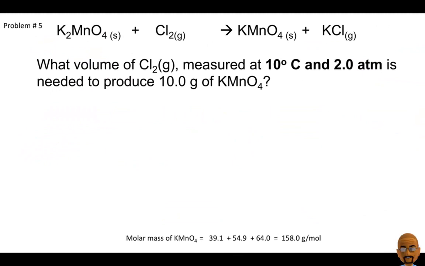Last problem. What volume of Cl2 measured at 10 degrees Celsius and 2.0 ATM is needed to produce 10 grams of potassium permanganate? So in this case, we're given a mass of potassium permanganate, and we're asked to calculate a volume of Cl2. So how will we get to a volume of Cl2? We have to first figure out a way to get to moles of Cl2, because once we get to moles of Cl2, we can then use the ideal gas law to calculate a volume.